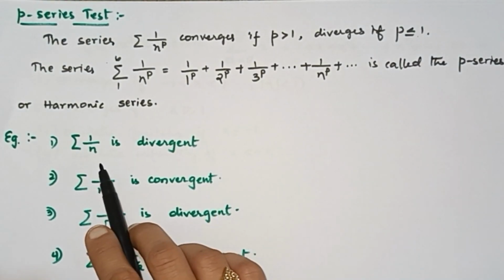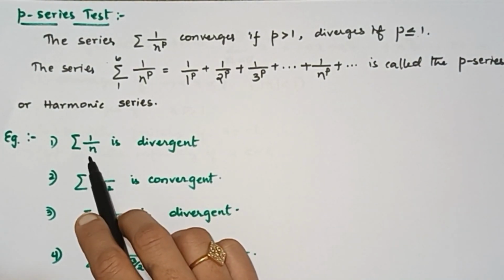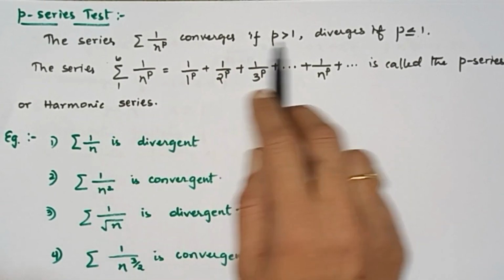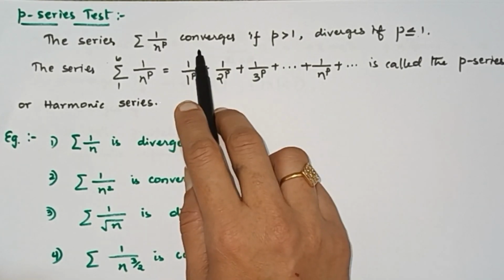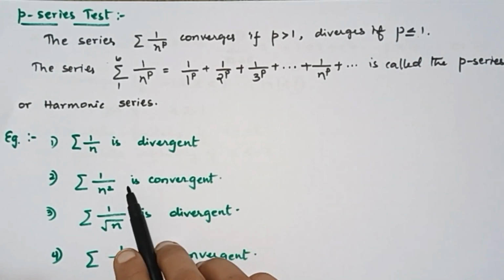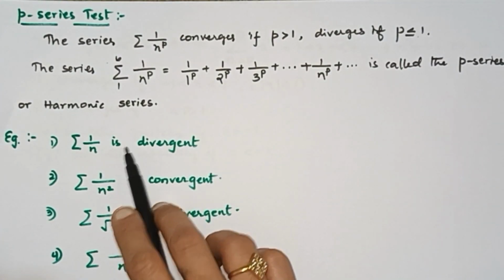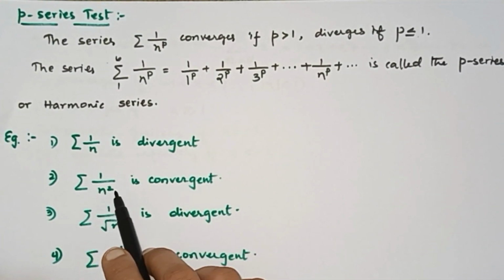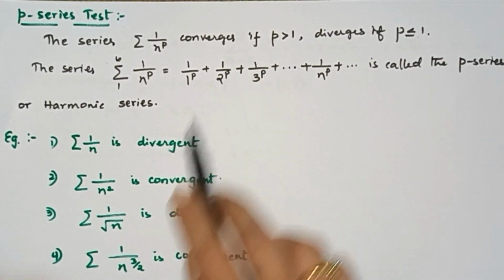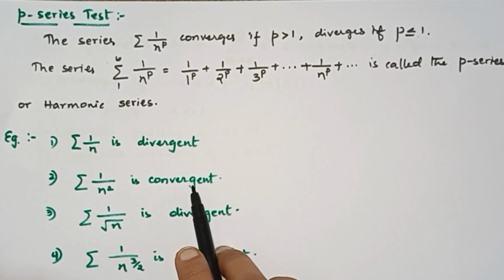Now take some examples. Summation of 1 by n. Here the p value is 1 because the power of n is 1. So p greater than 1 means convergent, and p less than or equal to 1 means it is divergent. So in this case, this series diverges. Summation of 1 by n square. Here p is 2, which is greater than 1. Therefore, the series is convergent.